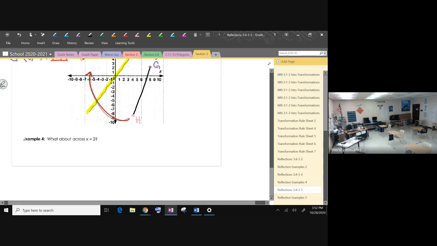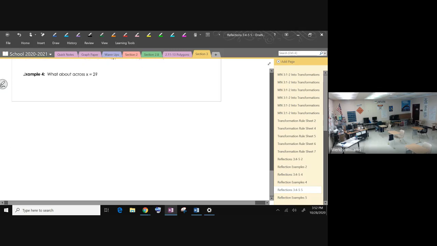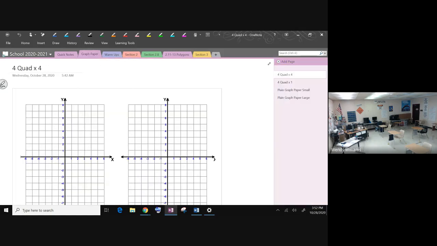The next one says, what about x equals 2? And this is where that line of symmetry is going to become really, really important. Okay. What about x equals 2? Well, let's pull some graph paper up. Let's say x equals 2. Don't forget, if you karate chop the x-axis, you actually get a vertical line. So this line is not a horizontal line, it's x equals 2.